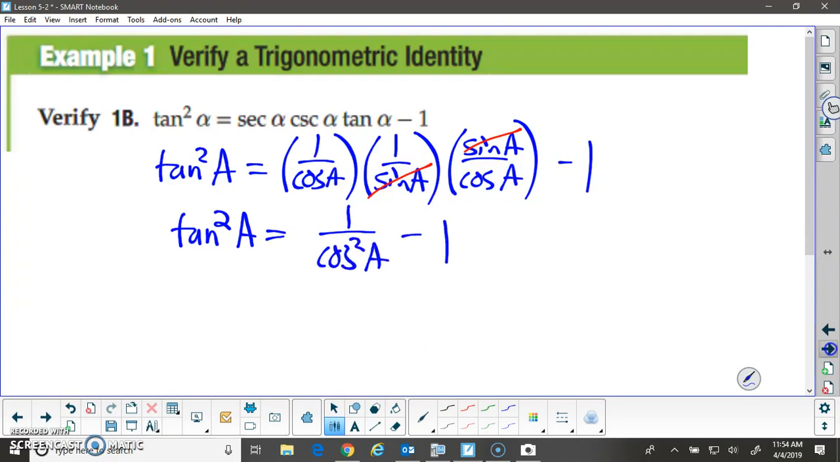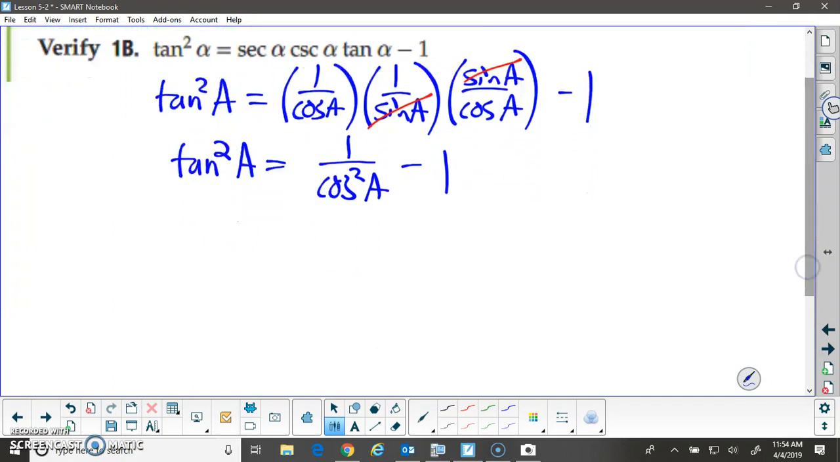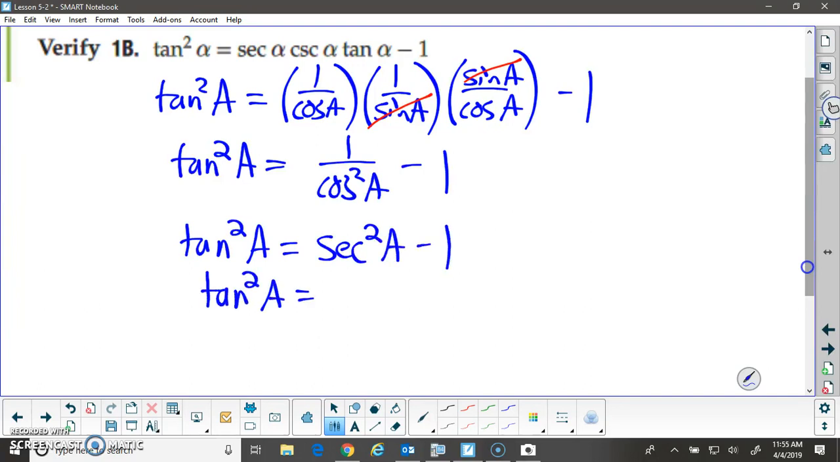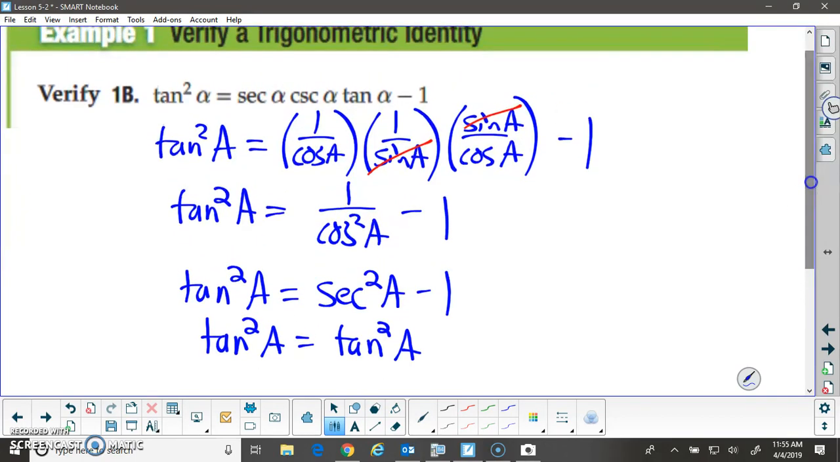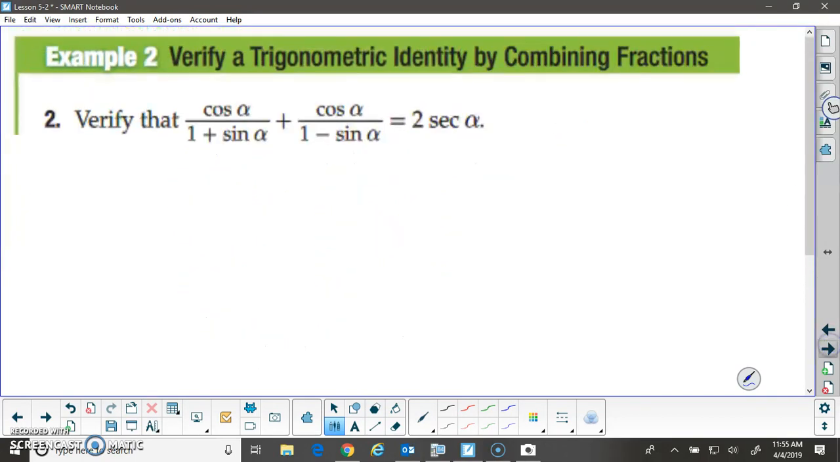Still got the minus 1. And I like the way this looks because we can change that 1 over cosine squared into secant squared. And then, of course, we can use a Pythagorean identity. Secant squared minus 1 is equal to tangent squared. And we've completed the proof by showing the left side equals the right side.